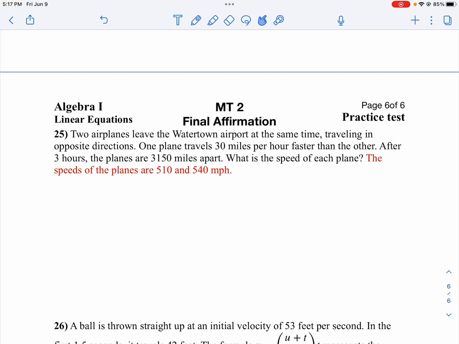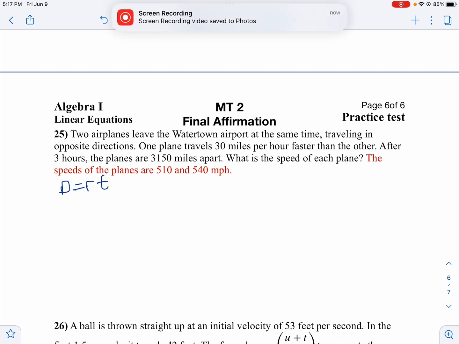On this one, two airplanes leave Watertown. We're going to use the fact that distance equals rate times time. We know the total distance equals the speed times the time. And it says one travels 30 miles per hour faster.